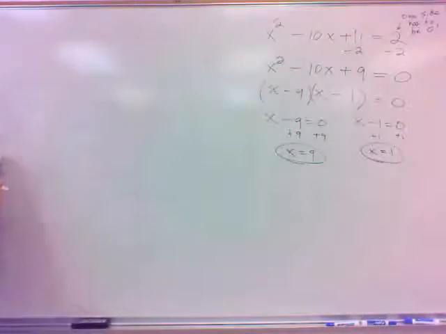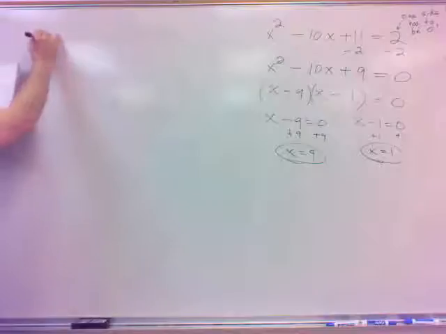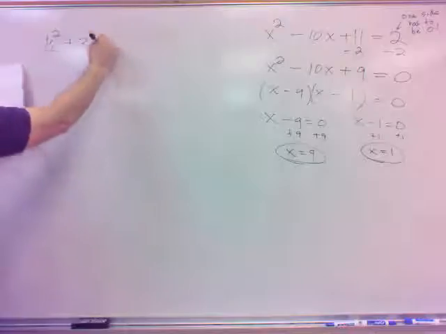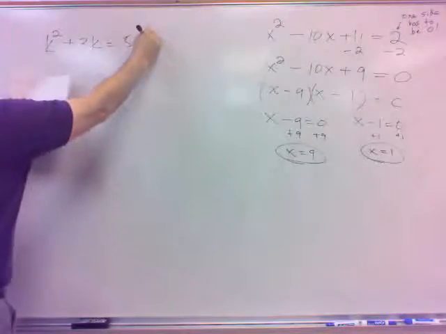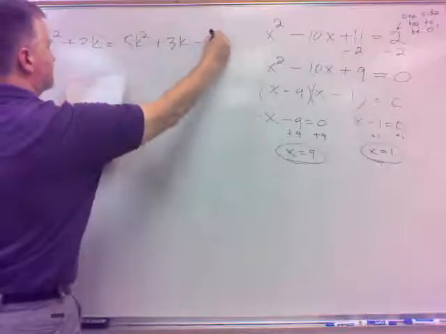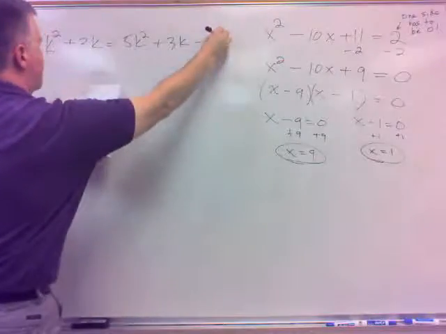Take a look at this one. Make a couple quick points on this one. All right, let's say we've got k squared plus 3k equals 5k squared plus 3k minus 25.